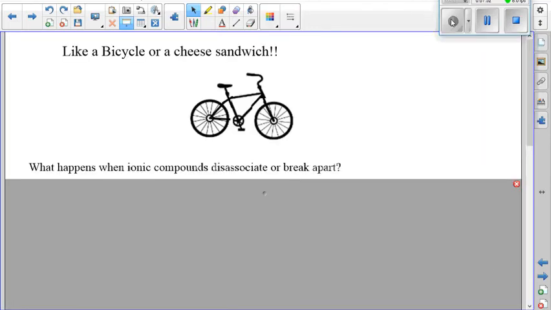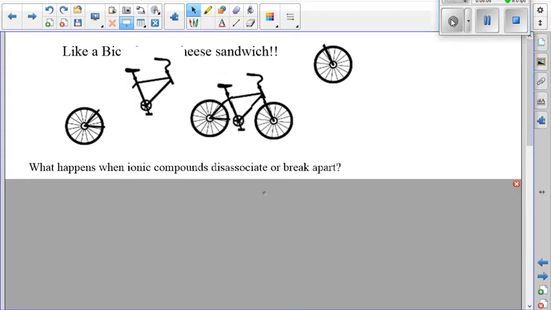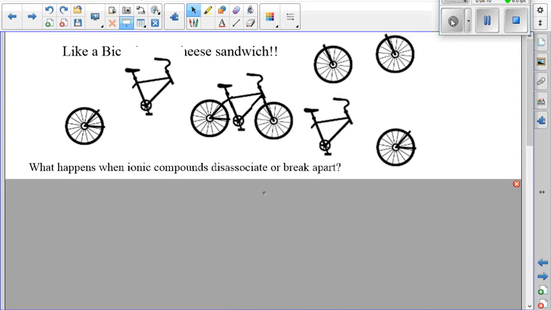All right, anyway, so let's talk about bicycles here. So let's say I dropped a bike. Let's pretend a bike is an ionic compound. If I drop a bike into water and I dissolve it, I get a couple of wheels flying out there, and then maybe like a bike seat. If I dropped another one in there, you get a couple more wheels flying around, and a bike seat. And so that's what would be floating around in that ionic solution.